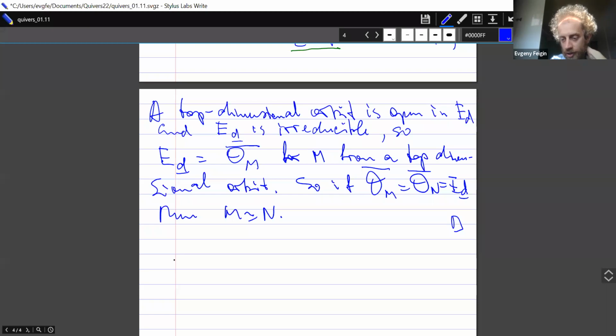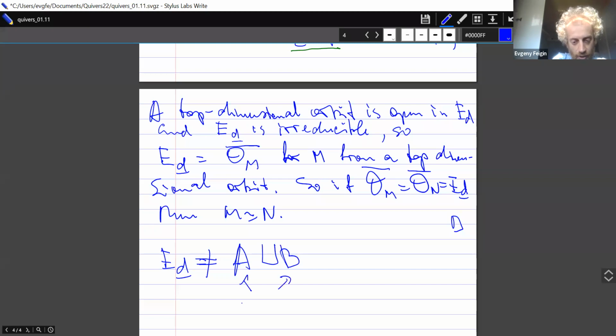So an example of a non-irreducible variety is xy equals 0. This is non-irreducible. But ED is a homomorphism space, so it's just an affine space. So it's impossible that ED can be written as a union A union B, where these are closed in ED.